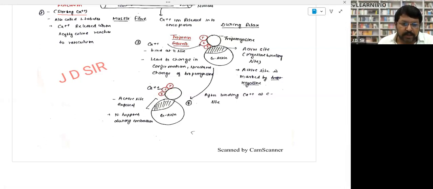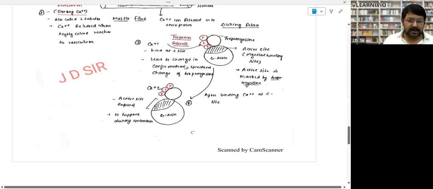Calcium ions will bind to the C site. They will lead to a change in conformation, a structural change of troponin and tropomyosin. The active site will open. When the active site opens, they will make a bond with the myosin protein. And that's how the sliding filament theory works.